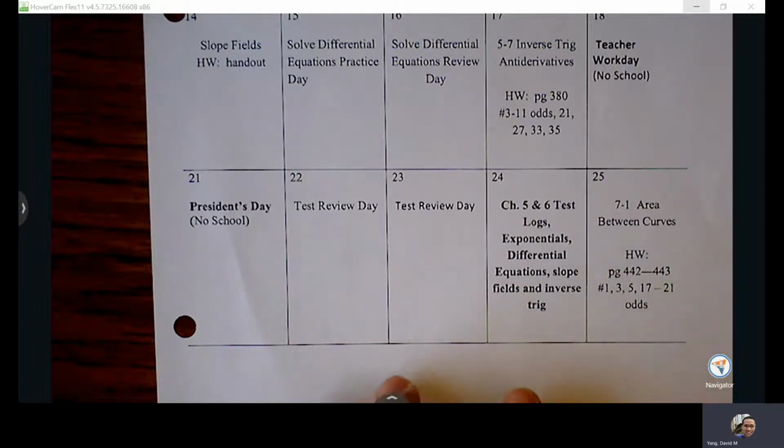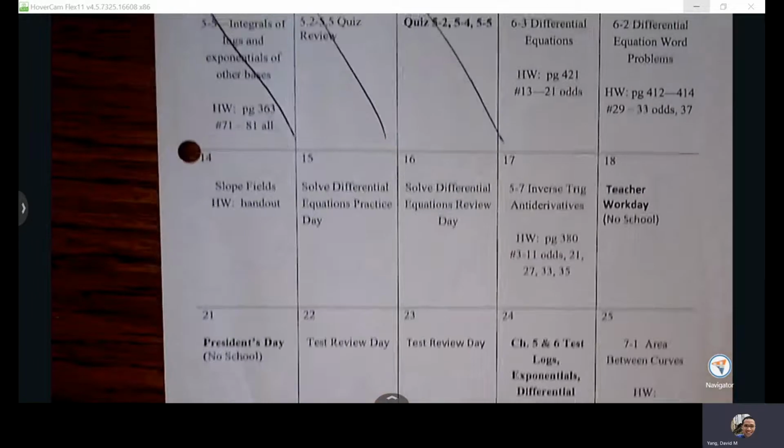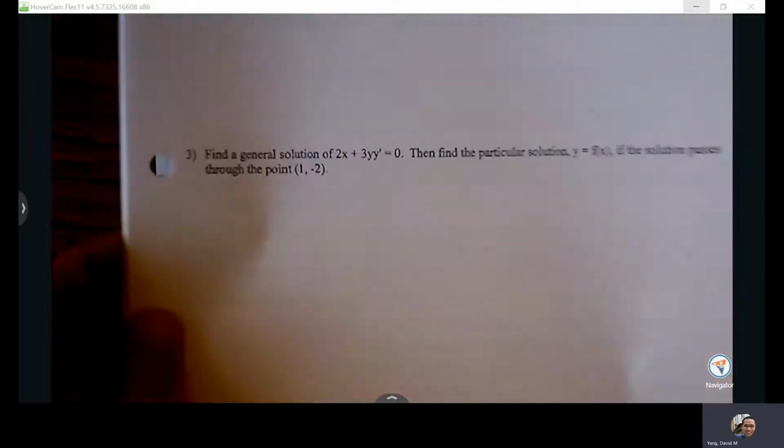Okay, any questions with the calendar, with the schedule? Okay, let's go to page 1.